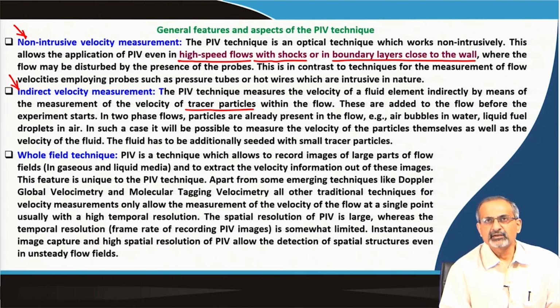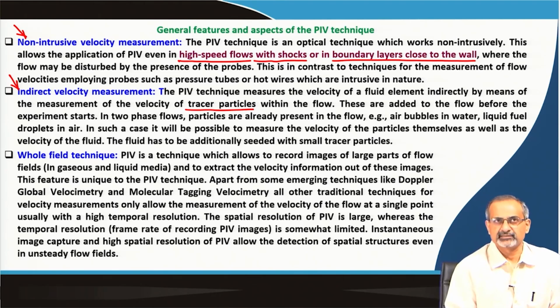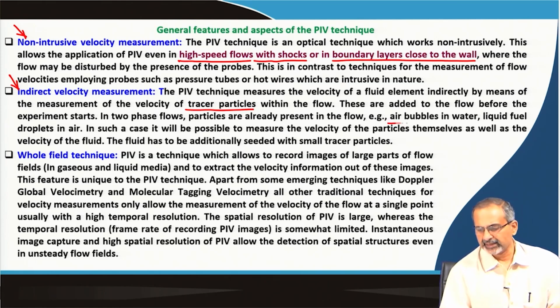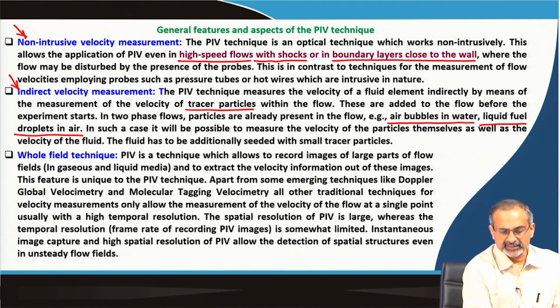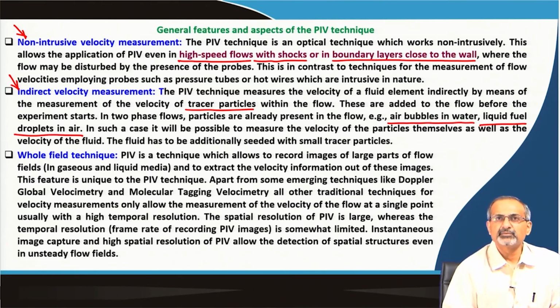Now, these are added to the flow before the experiment starts. Let us say in two-phase flows, particles are already present in the flow, say air bubbles in water or liquid fuel droplets in air. In such a case, it will be possible to measure the velocity of the particles themselves. But if you are also interested to measure the velocity of the flow field, that also is possible by putting in additional seeding.